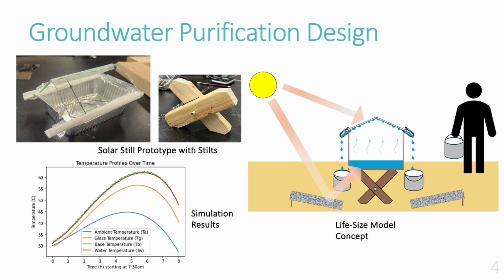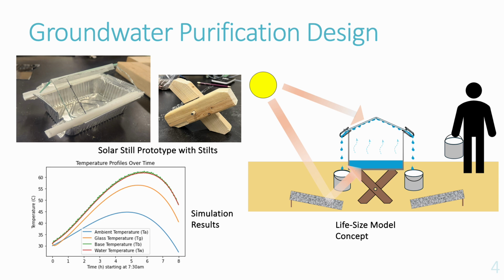To observe our system's performance, we built a small-scale prototype, as seen in the pictures to the left, where we simulated the environmental conditions in Bangladesh and measured how much water evaporated. Simulations were also done to determine the optimal size for the design. Through simulations, we were able to determine the dimensions of our system that would maximize water evaporation and condensation.